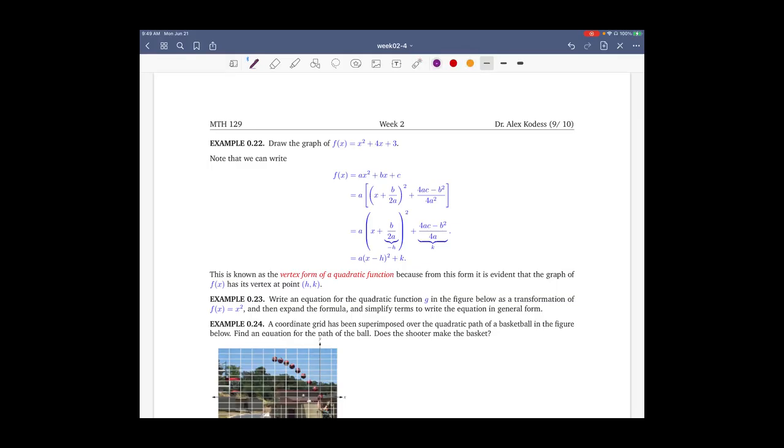It's an interesting fact. A parabola is uniquely determined by any 3 of its points, provided they're not collinear.